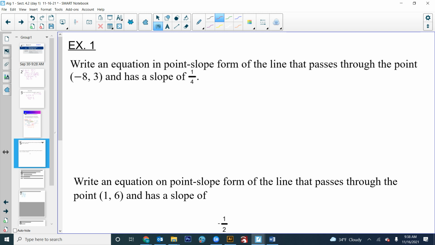Okay, so I want you to write this. Y minus y1 equals slope times x minus x1. So I'm going to sub here, here, and here.